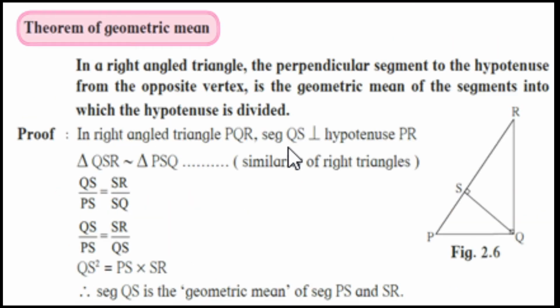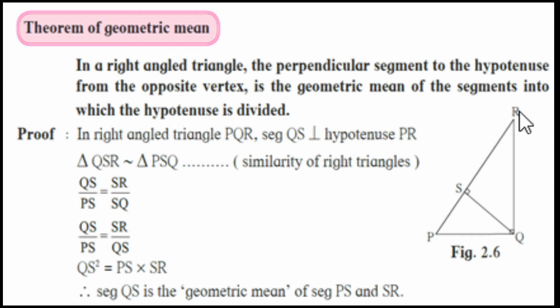Okay, then what is the theorem of geometric mean? In a right angle triangle, the perpendicular segment to the hypotenuse from the opposite vertex is the geometric mean of the segments into which the hypotenuse is divided. So what is given?